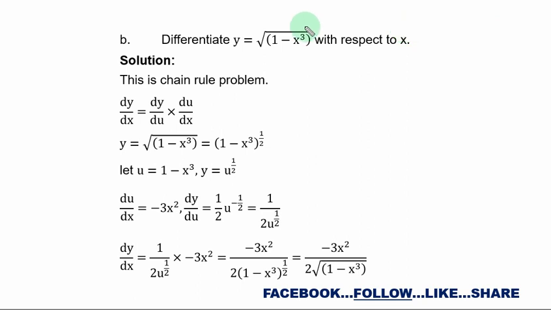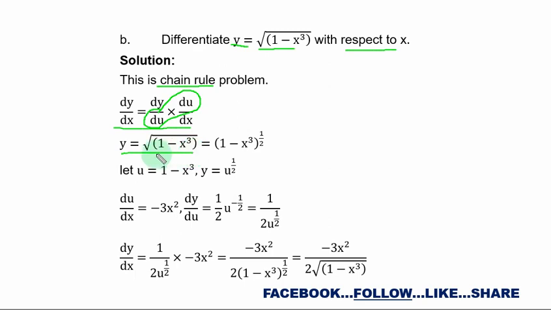Question 7b. Differentiate y equal to the square root of (1 minus s cubed) with respect to s. Functions like this are differentiated using the chain rule. The chain rule is stated in this form: dy/ds equals dy/du times du/ds. You can see the chain, the variable linking both sides together. This is the given function.